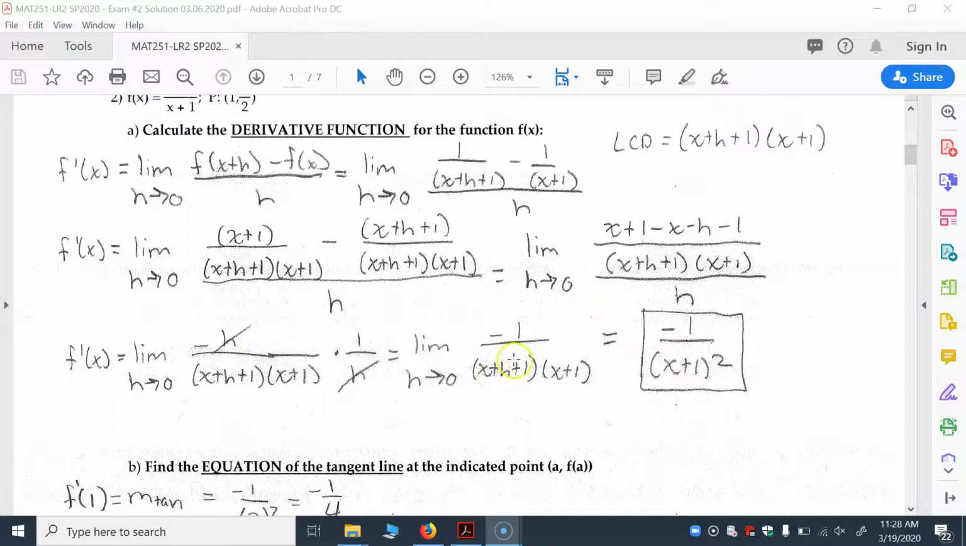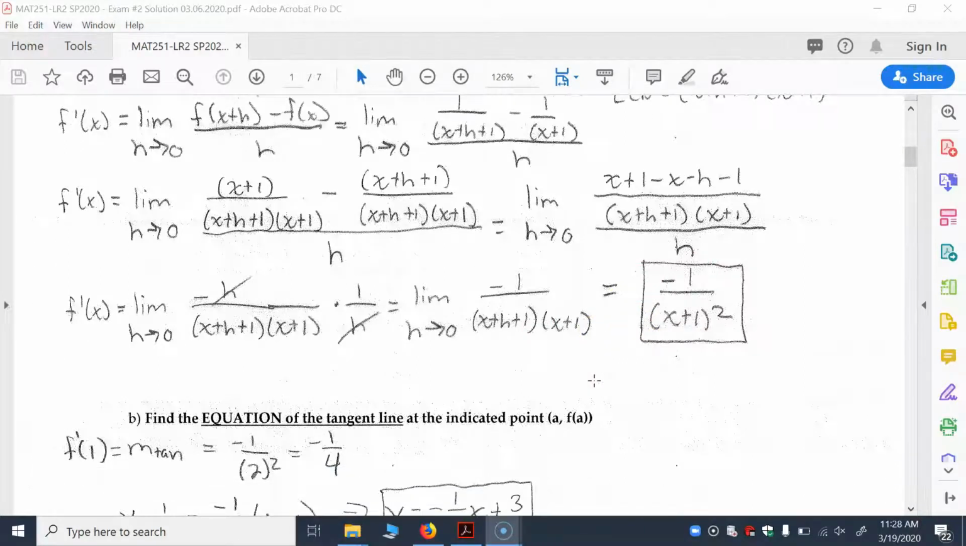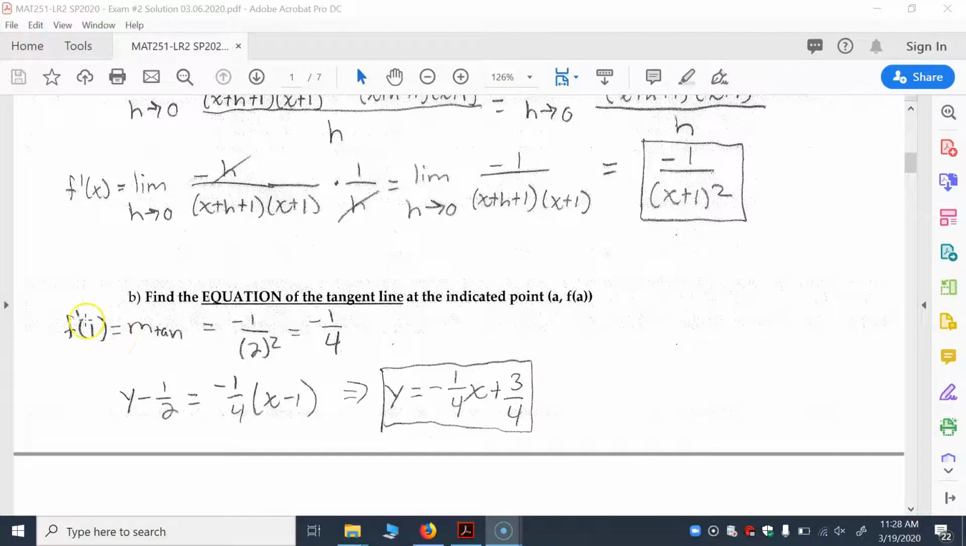Now we can do direct substitution, let h go to 0, and this is our derivative function, minus 1 over x plus 1 squared. Again, we'll substitute the x value given into this expression. We'll get minus 1/4 for the slope of the tangent line. Here's our y value. Here's our x value. We get it into slope-intercept form.